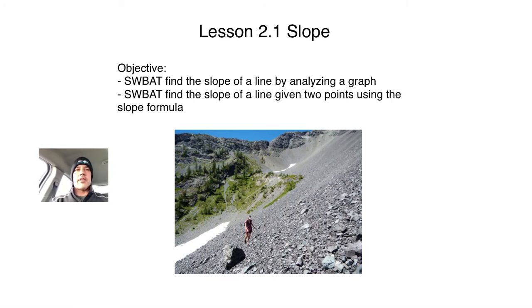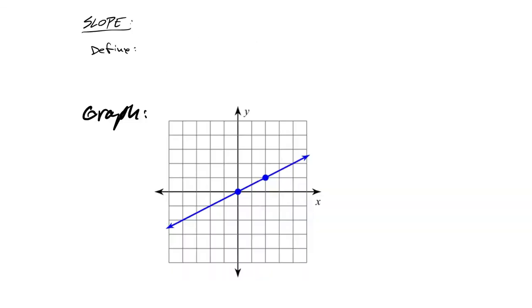Hey there, lesson 2.1, slope. Our objective, students: you guys are going to be able to find the slope of a line by looking at a graph. And you'll also be able to find the slope of a line when you're given 2 points and the slope formula. Let's begin.